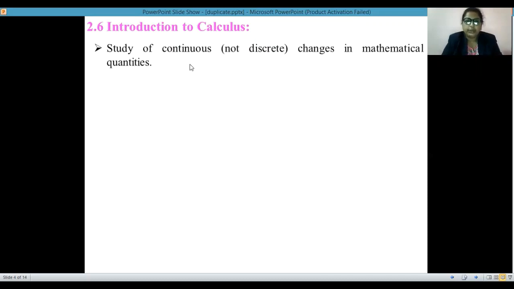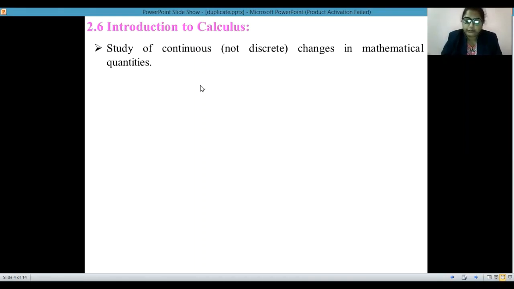Calculus is the study of continuous changes in mathematics or mathematical quantities. Continuous means not discrete. We will study calculus in mathematics in 12th standard. Here we will learn the basics of two branches of calculus, namely differential and integral calculus. These are necessary to understand the topics covered in this textbook.